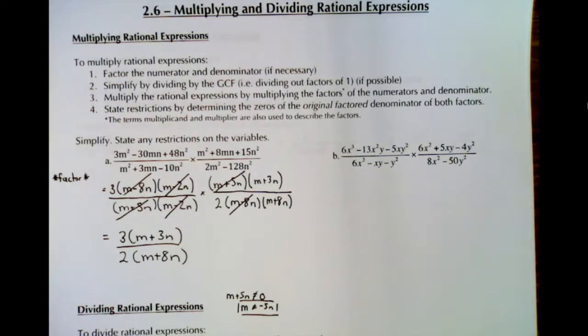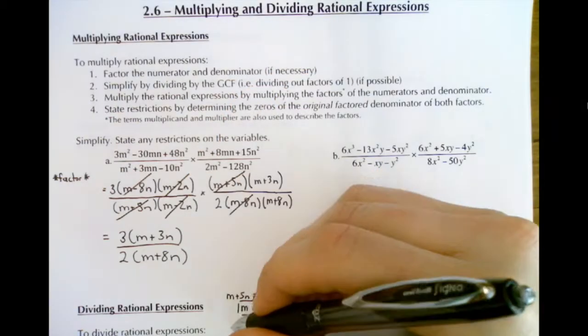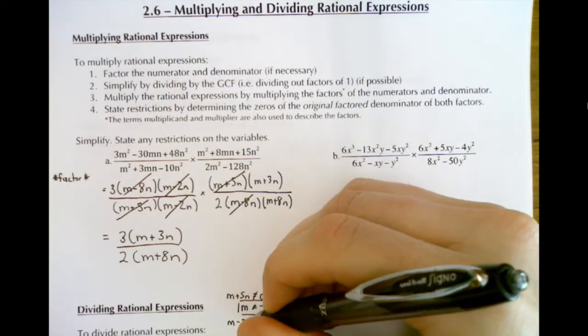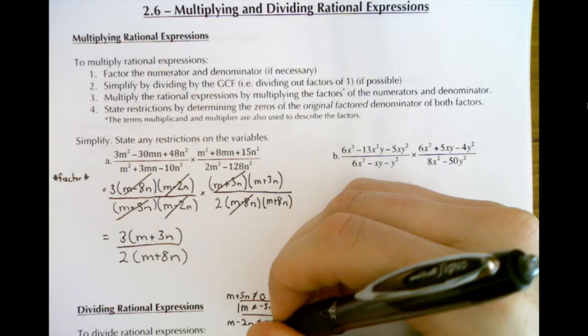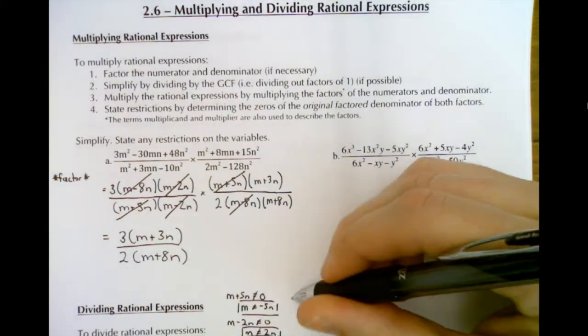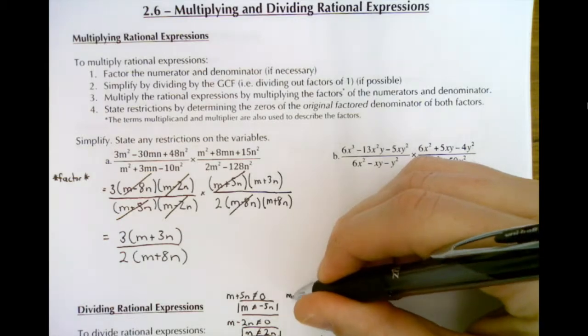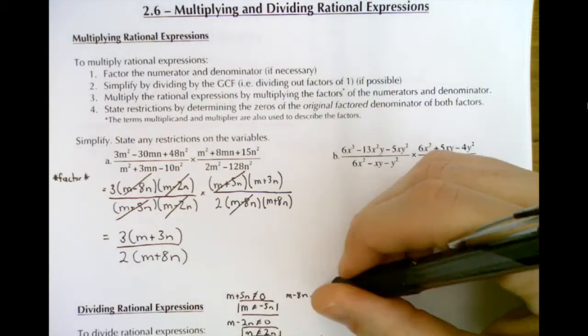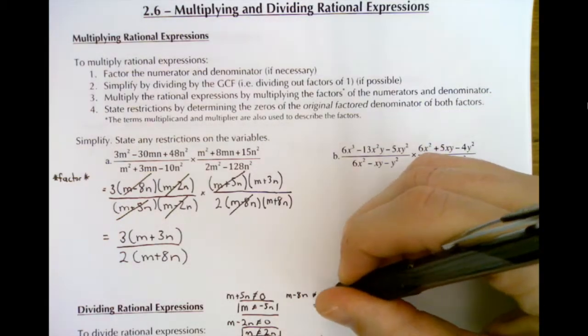And if I do that with all of my denominators, I end up with a bunch of different restrictions here. M minus 8n can't be 0. Move the 8n.